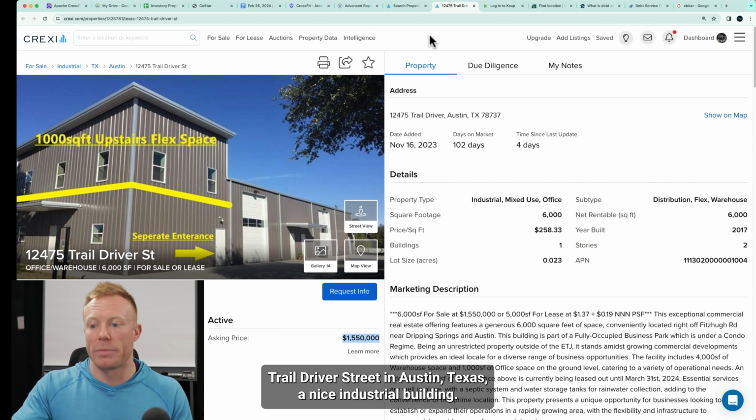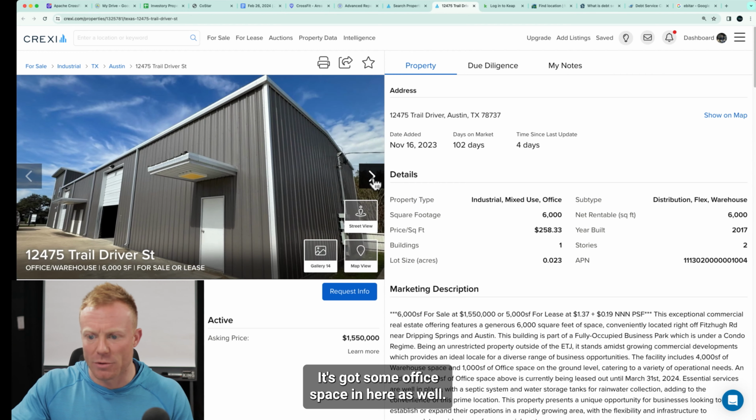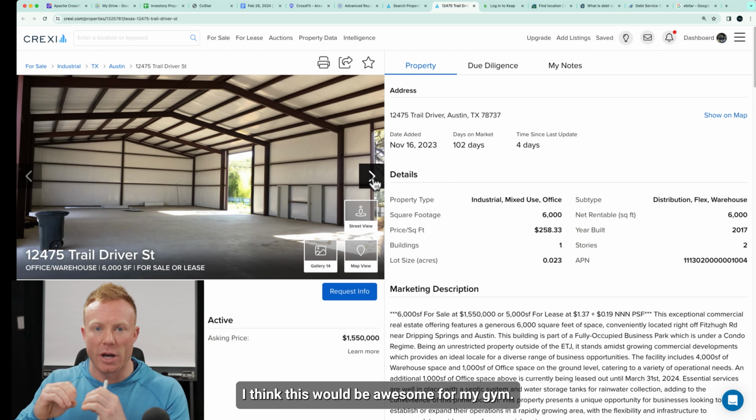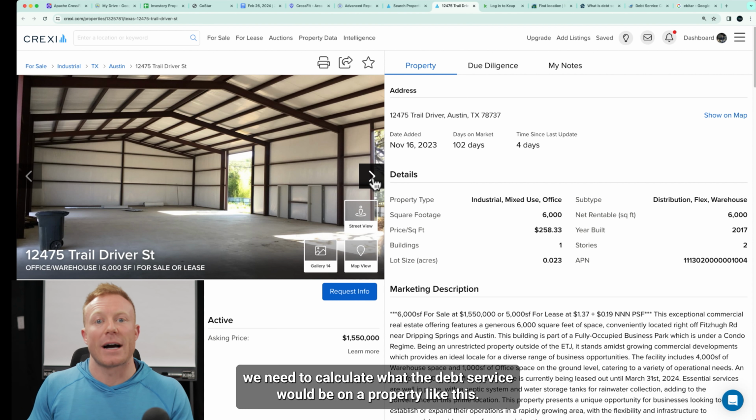A nice industrial building. It's got some office space in here as well. Looks great. Good to go. You're like, this is perfect. I think this would be awesome for my gym. Well, now we need to calculate what the debt service would be on a property like this.